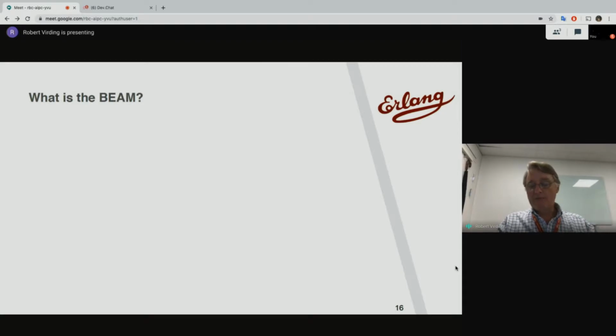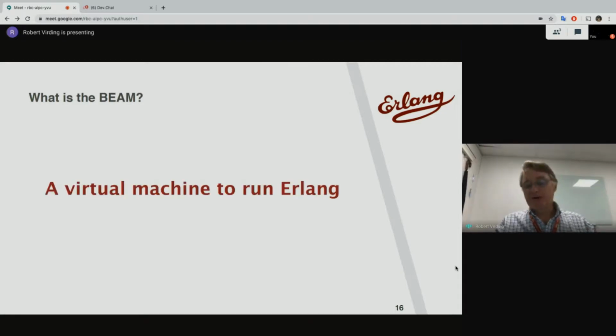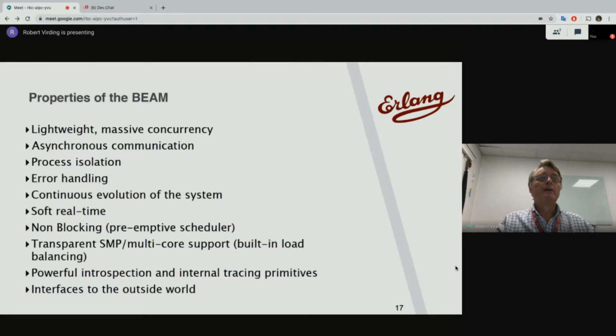So now we've gone up a bit, now we'll go down and look at the beam. So what is it? It's a virtual machine to run Erlang. That's really all it is. It's the main virtual machine that's used to implement Erlang. And if we look at the properties of the beam, we see it contains direct support for all the things we wanted in the language and in the system. So it has support for lightweight massive concurrency. It implements it, in fact.